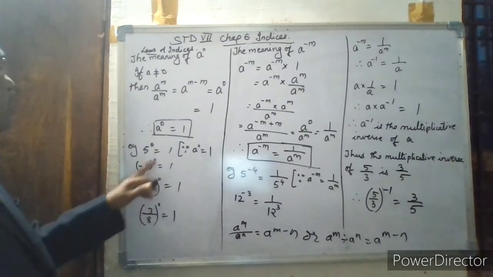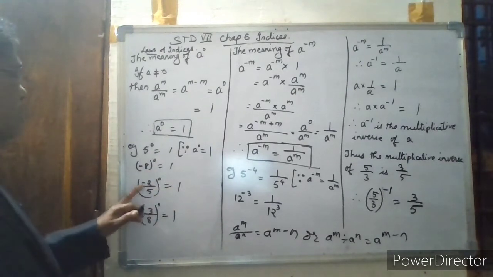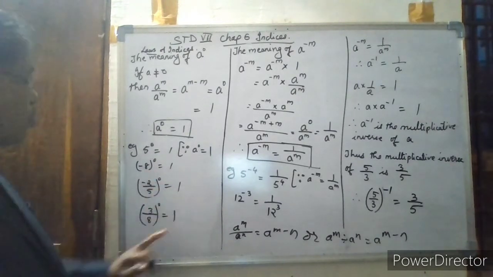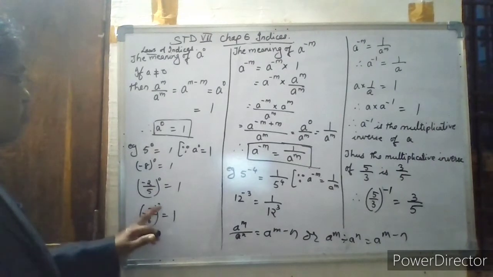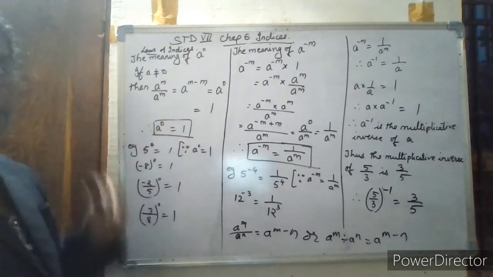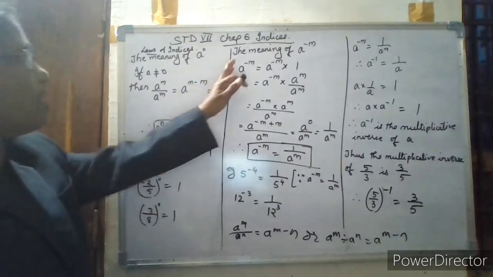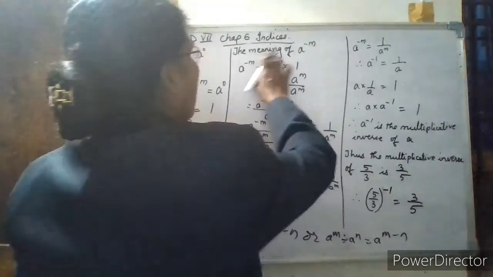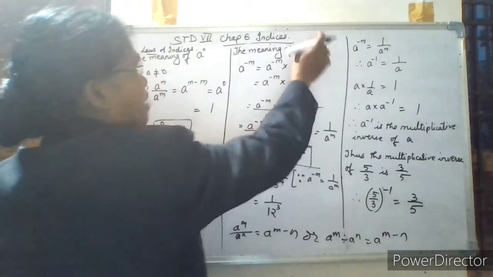Minus 8 raised to 0 is also equal to 1. Minus 2 by 5 raised to 0 is equal to 1. 3 by 8 raised to 0 is equal to 1. According to the law of a raised to 0 equal to 1. Now we go to the next law, that is the meaning of a raised to minus m.